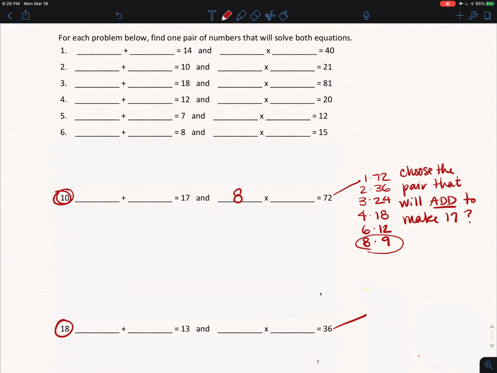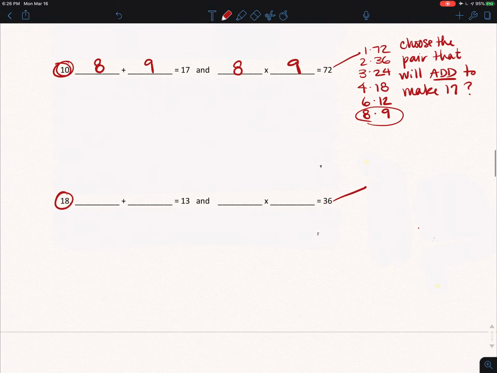So we know that 8 times 9 is 72. We also know that 8 plus 9 is 17. Now let's do the same thing for example number 18. So again, pause the video and make a list of all of the pairs of factors that would multiply to give you the number 36.